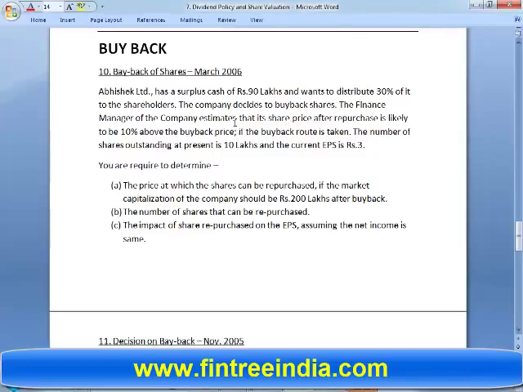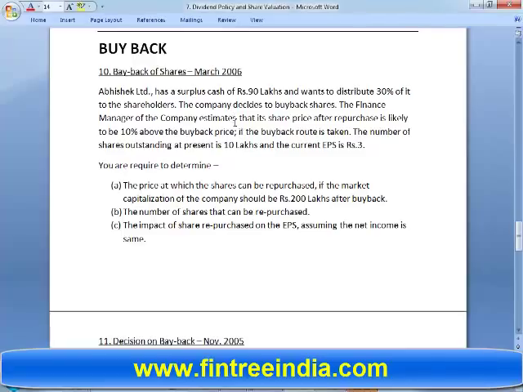Yes, but it wants to distribute only 30%. So that means 27. But before that, let's do some background logic to understand buyback better. See, buying back shares is nothing but, in a way, giving out dividend. Okay, it's more or less a similar concept. Because the ultimate effect, ignoring taxes, the effect in the hands of shareholder is same.